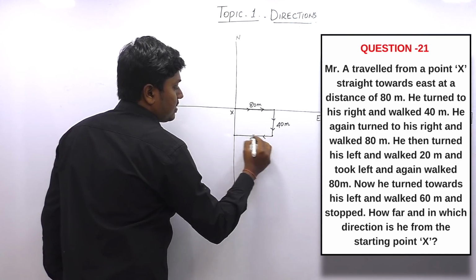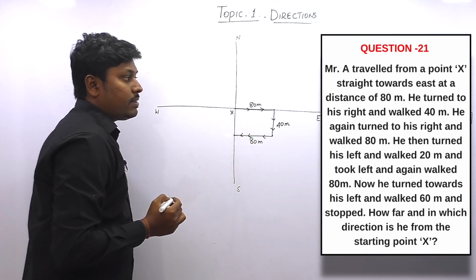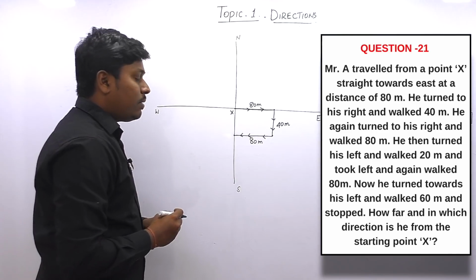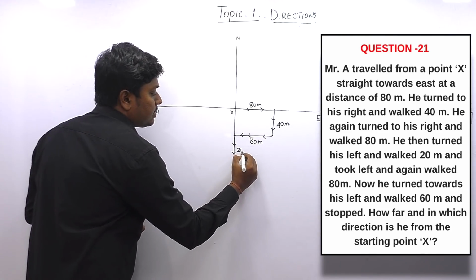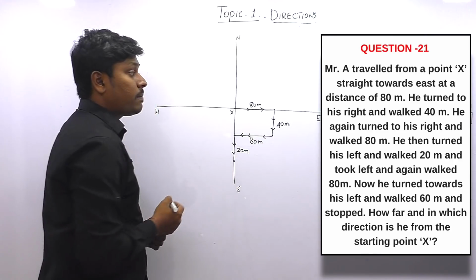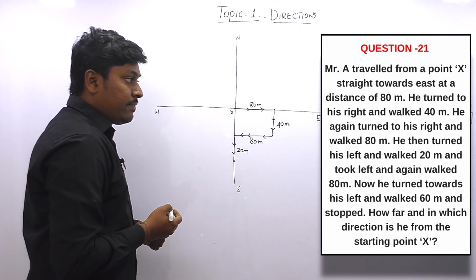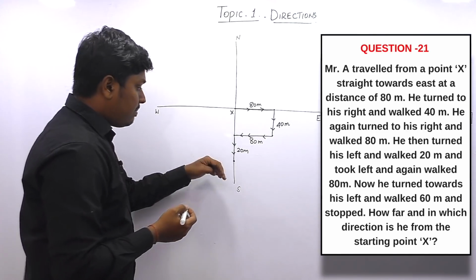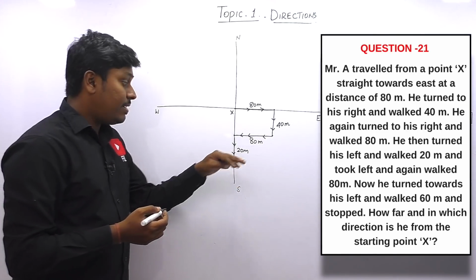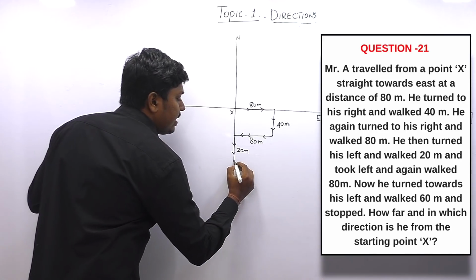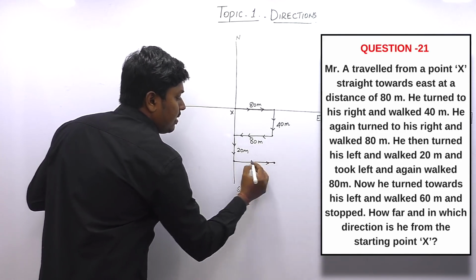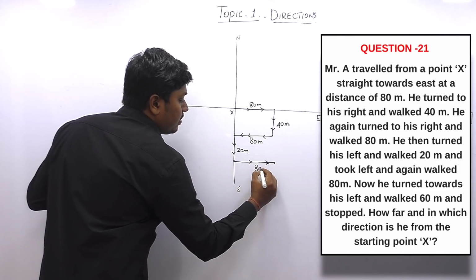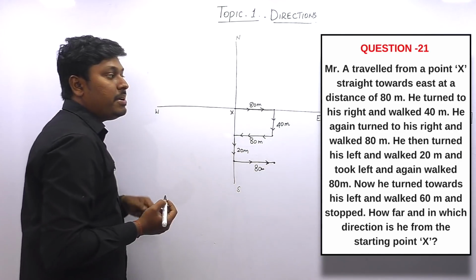So 80 meters. Okay. He then turned towards left and walked 20 meters. So from here he turned left and he is walking 20 meters. And took a left again and walked 80 meters. So from here again he is taking a left turn and he is walking 80 meters. So if he is taking a left turn and walking 80 meters, these 2 points lie exactly on the same line, because both these lines distance will be 80 meters.